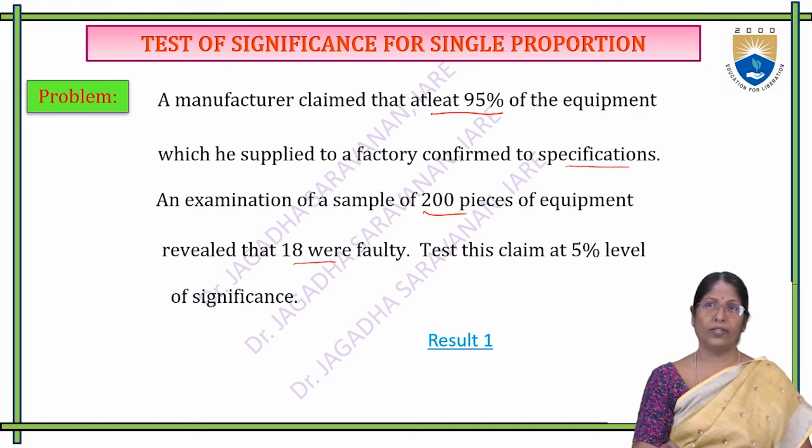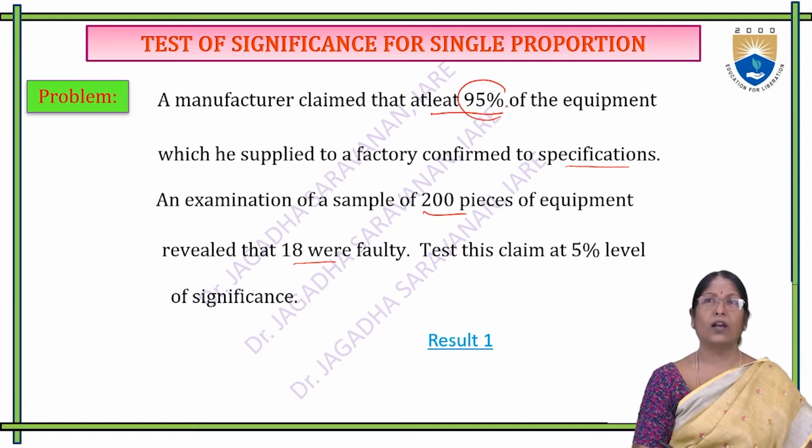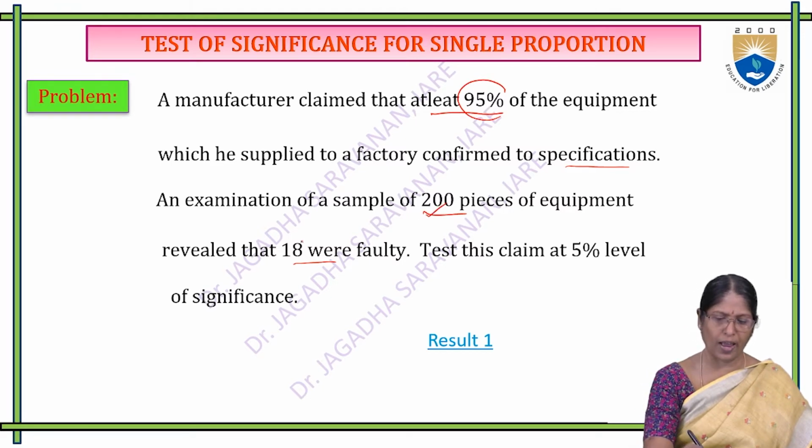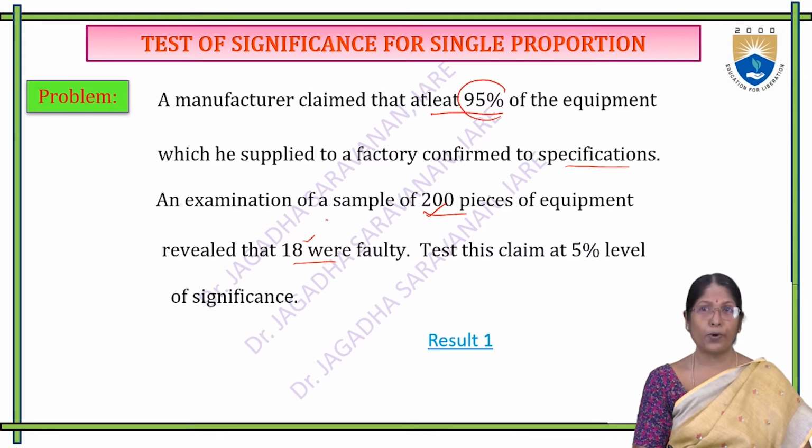Now the data given about the population is 95%. Here we need a proportion, that is 18 divided by 200 gives the proportion of faulty ones. We need the data for conforming to specifications, so 200 minus 18. We have to read the question, see what we are asked to do, and pick the data accordingly.